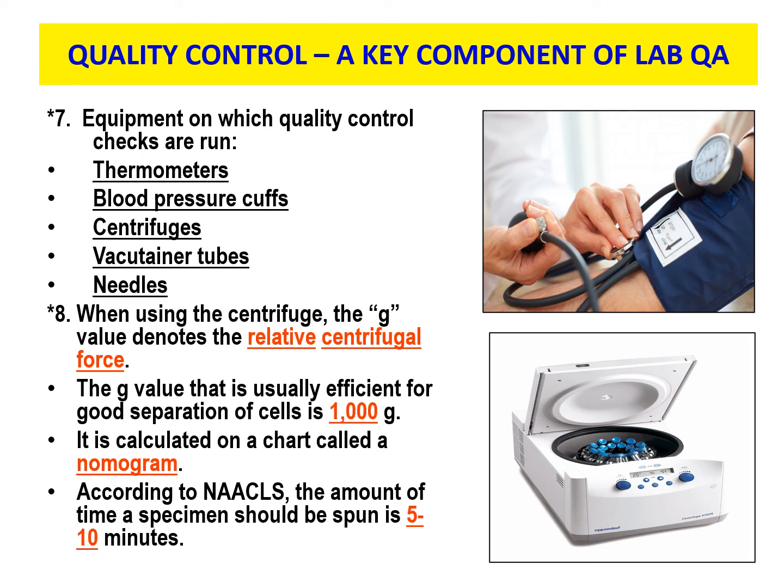And remember, G value denotes the relative centrifugal force, right? 1,000 G's is what we need to make sure that we get proper separation of serum from cells or cells from plasma, right? And it's calculated on a chart called a nomogram. Okay, according to Knuckles, the amount of time a specimen should be spun is 5 to 10 minutes.